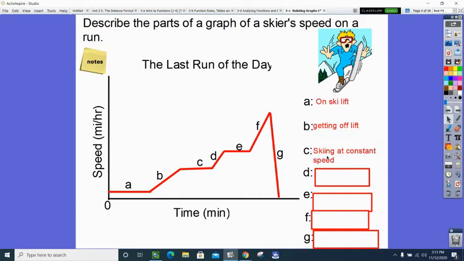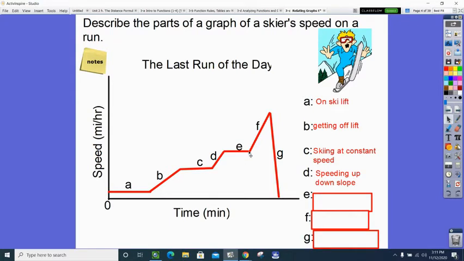And then all of a sudden my speed increases as I go over the hill, over the lip, the edge of the hill, and head down the slope. Now you might say, how am I going at a constant speed? Well, unless you're barreling straight down, people will usually do a slalom that basically keeps them going at a relatively constant speed.